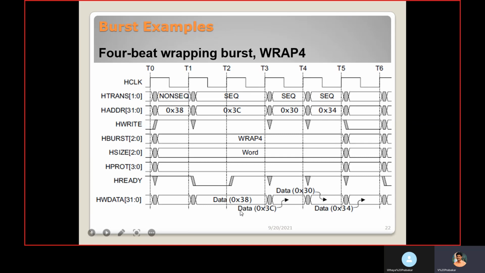This value is written in the 3C location, and this is also the address space for 30. Here also it performs a write. Burst means it will continuously perform writes in a sequence from a particular start address, and it will automatically increment the address. It will perform the write operation for the corresponding address. 30 data will be loaded here, and for 34 the data will be loaded here.